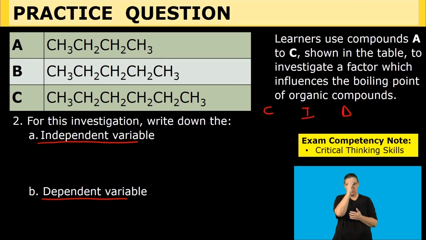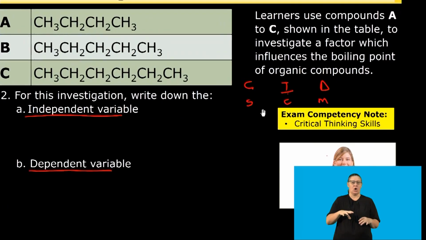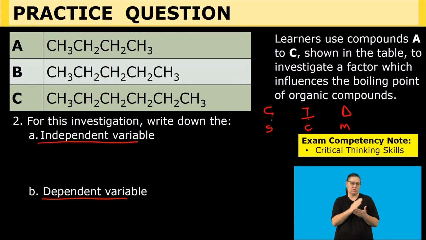For you to be able to remember, just think of the phrase, "Can I dance to soul candy music?" That is to say, the controlled variable is kept the same, whereas the independent variable is changed, and the dependent variable is measured. We should never make the mistake of writing our apparatus or chemicals as variables.